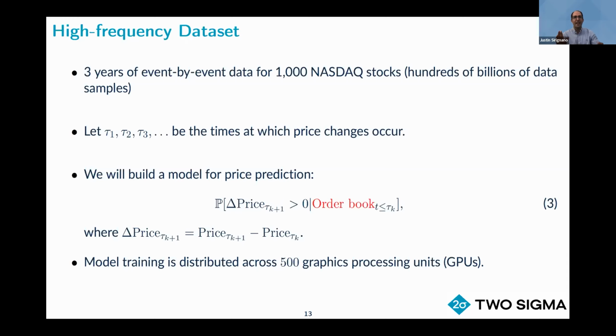This data set will be downsampled to the times at which price changes occur. The models will be trained on this downsampled data set. A deep learning model will be trained to try and predict whether the next price change is positive or negative, conditional on the order book data. This is a binary classification problem. The price will either go up or down at the time tau k plus 1. Due to the large size of the data set, model training is parallelized across a large number of GPUs.